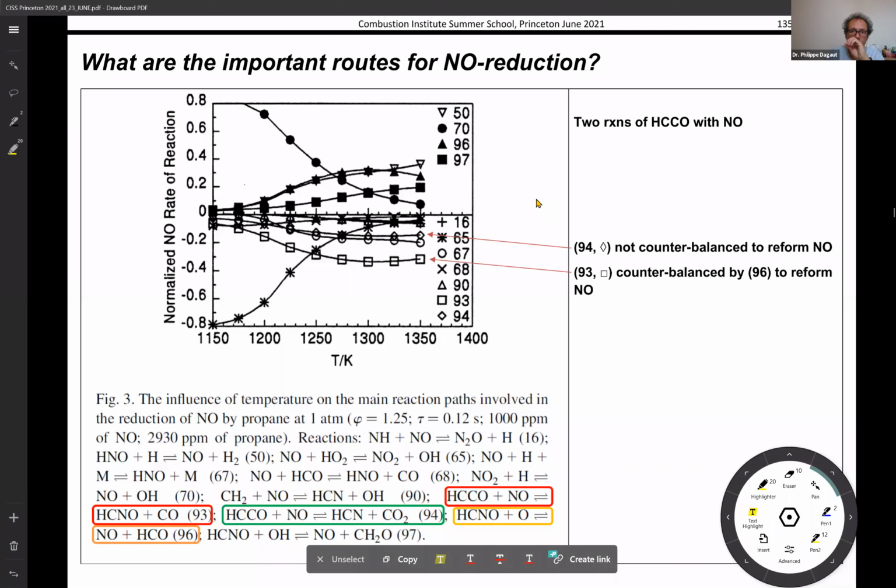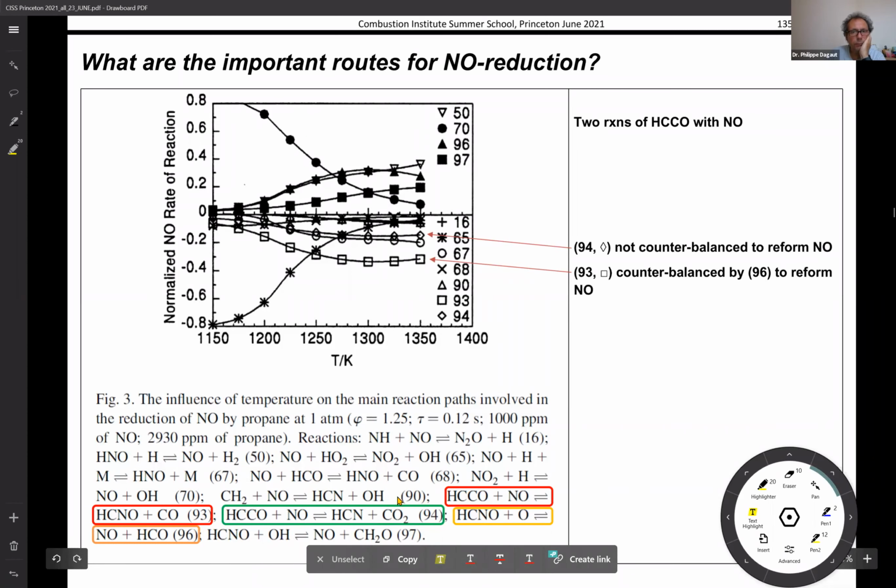one consumption. And finally, there is a reaction here, 94, which is not very important in terms of chemical flux. But this reaction is not counterbalanced by another reaction. And this reaction is the reaction of HCCO plus NO, giving HCN plus CO2.